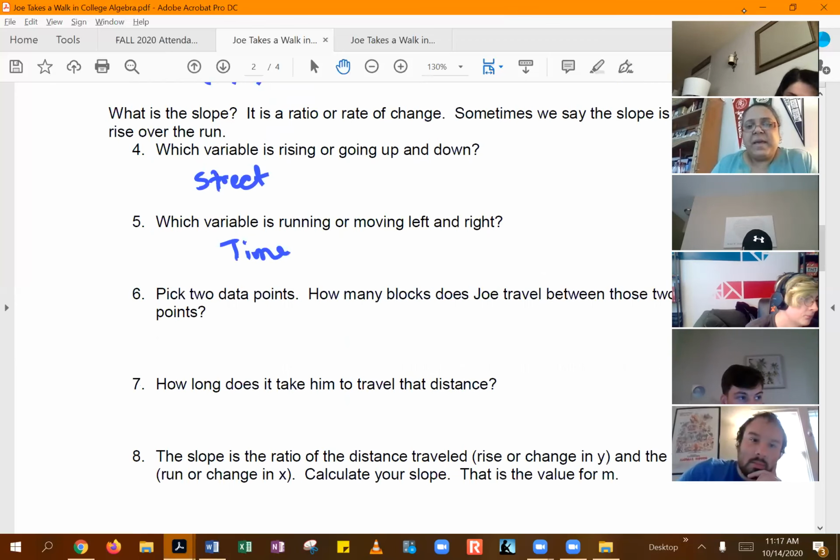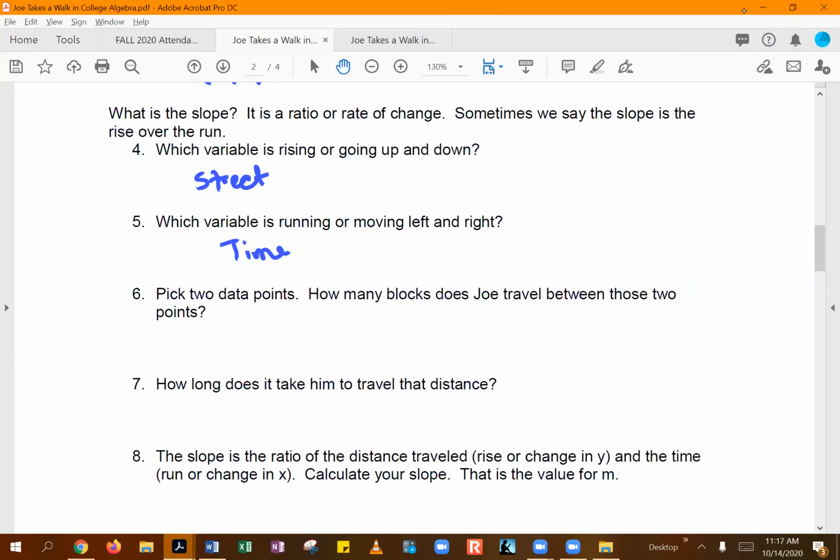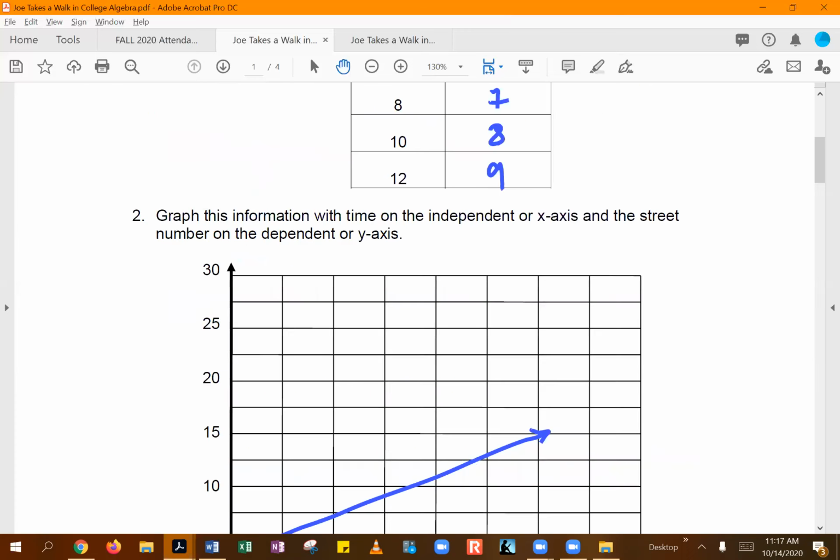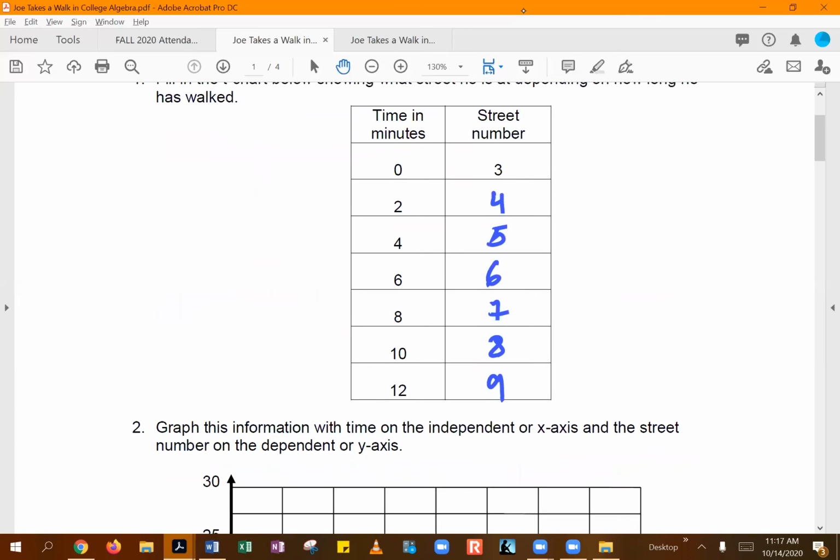So then they're saying pick 2 data points. How many blocks does Joe travel between those 2 points? You can actually do that from your table instead of the graph. Just pick any 2 of these ordered pairs. And basically based on that, we can calculate our slope like we have normally done.